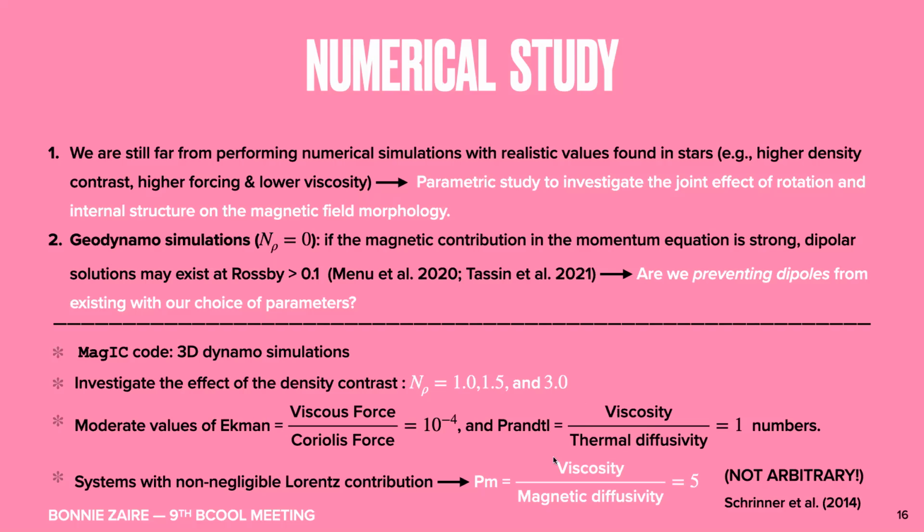But now what's different is that we used a different magnetic Prandtl number, which is defined as the viscosity divided by the magnetic diffusivity, equal to 5. That choice was not an arbitrary choice. It was based on scaling laws derived by Schreiner and collaborators in 2004, and it's highly dependent on the choice of Ekman number and density contrast. So for these specific values that we used, the choice we found for the magnetic Prandtl number was 5.